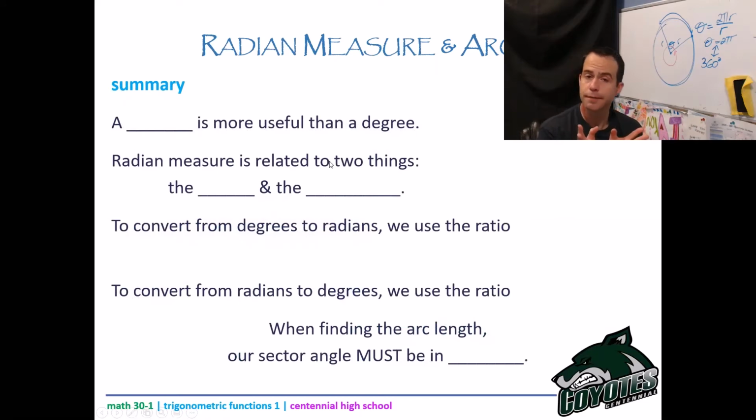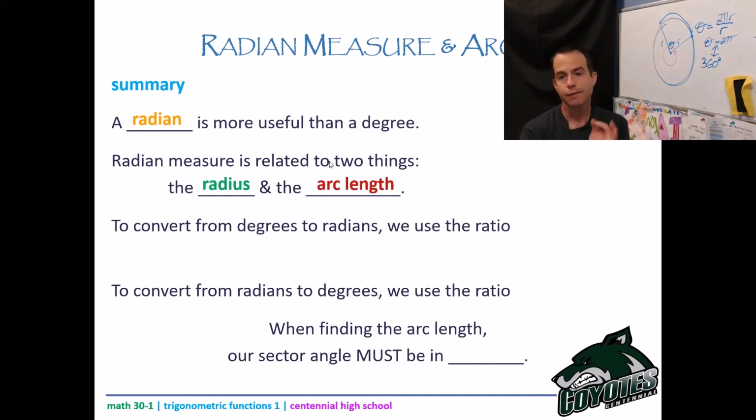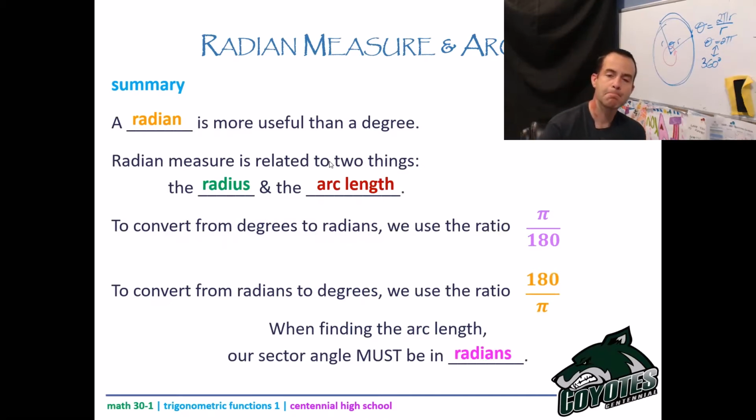Let's just summarize what we've done so far. A radian is more useful than a degree. Radian measure is related to two things, the radius and the arc length. To convert from degrees to radians, we use the ratio pi over 180. And then to convert from radians to degrees, we go 180 over pi. And then when finding the arc length, our sector angle must be in radians. That's super, super important, okay?